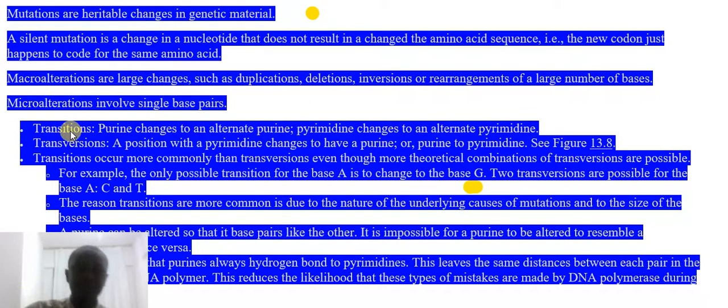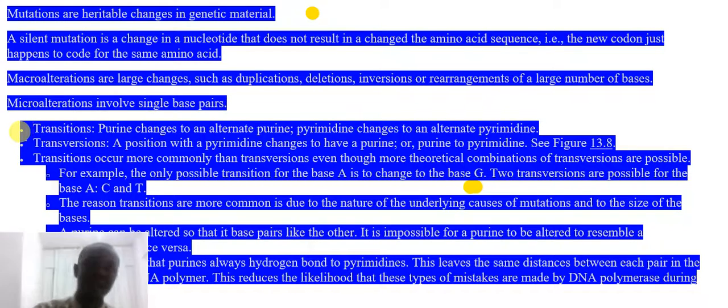So the basic types of mutations that are common are transitions. Transitions, to be more specific, involve a change of nucleotides from one to the other. Or in other words, a purine changes to an alternate purine. So a purine base will be substituted by a purine base. The pyrimidine also can be substituted by the other pyrimidine nucleotides or analog.